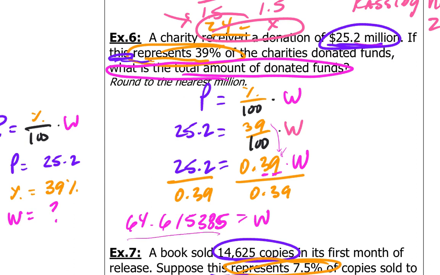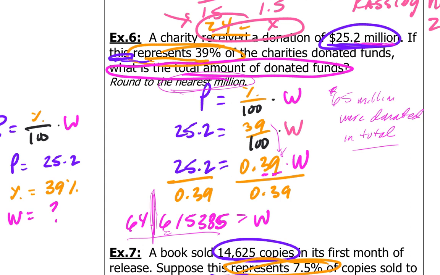Now remember, we're talking about millions of dollars. And they said round to the nearest million, which means basically round to the nearest whole number. Which, now this is where some of you are making mistakes. This would be 65 because of that 6. So you would just say 65 million. This is how you would write it. $65 million were donated in total. That's how you write that answer.